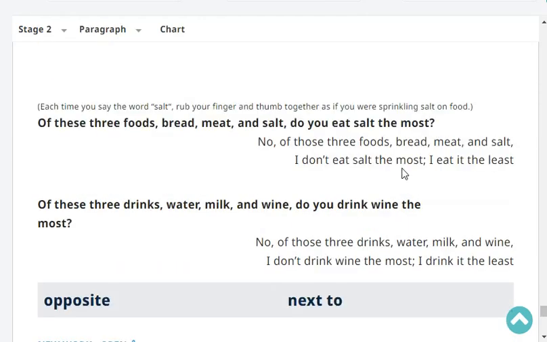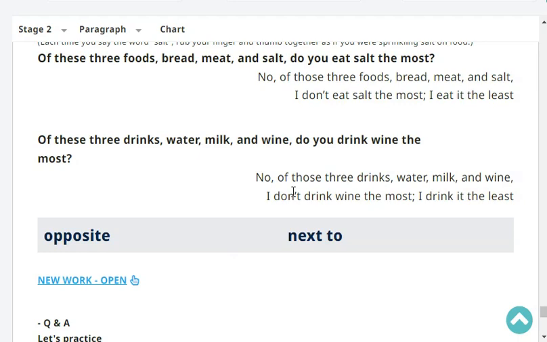Of these three foods, bread, meat, and salt, do you eat salt the most? No. Of those three foods, bread, meat, and salt, I don't eat salt the most. I eat it the least.